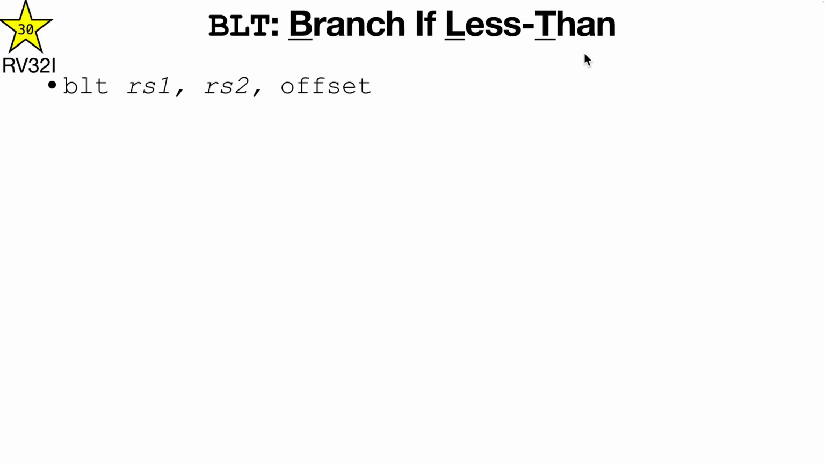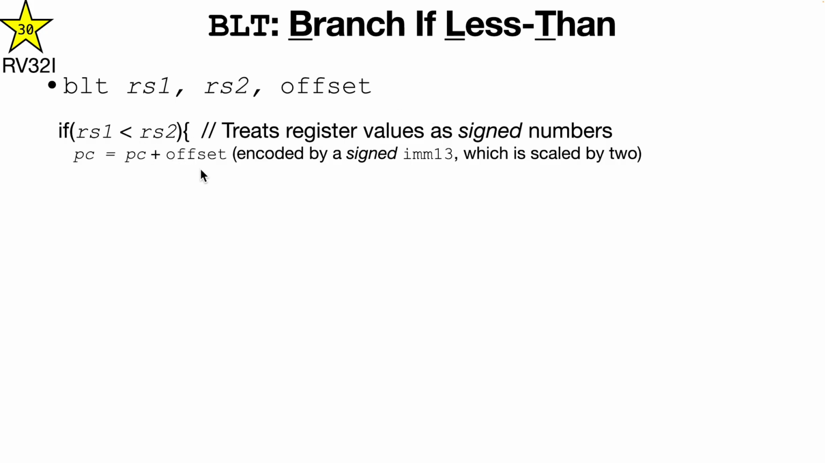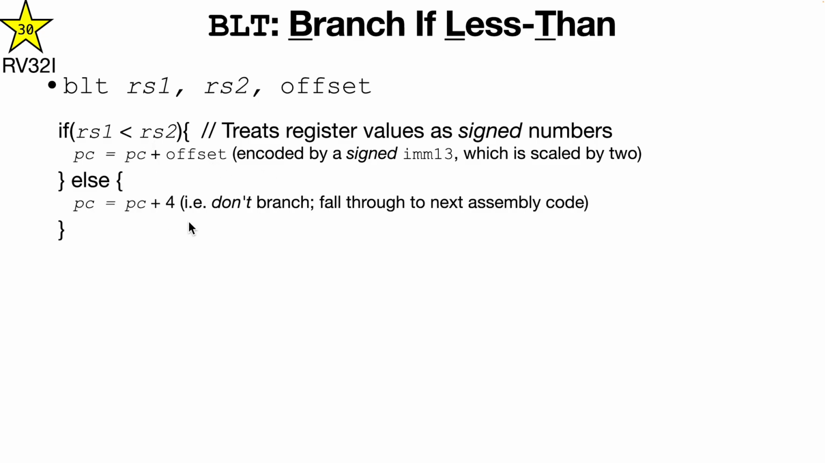Okay, BLT, it's not a delicious sandwich, it's a branch if less than. So do the RS1 less than RS2, treat it as a signed number, basically. Running theme here with RISC-V, everything's signed unless you throw an unsigned indicator onto it. So compare those, and if that condition is true, then go ahead and jump to the offset. If not, then go ahead and fall through.